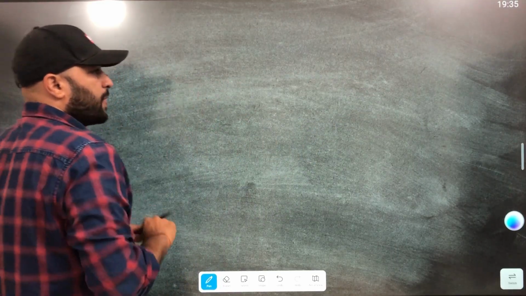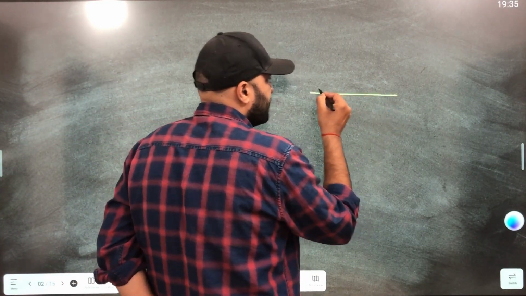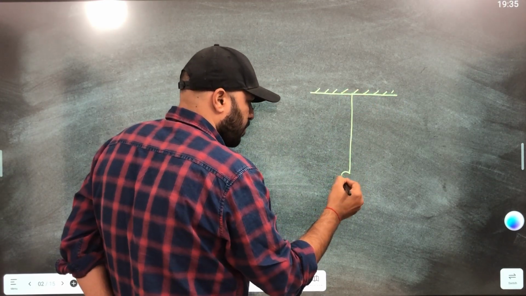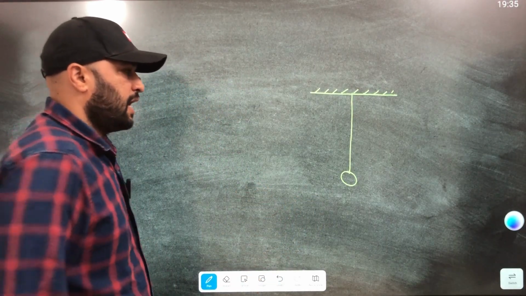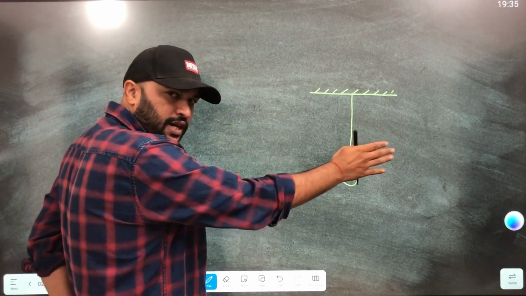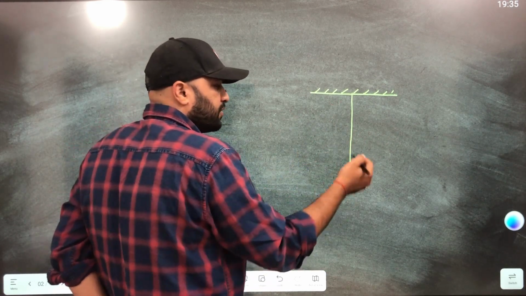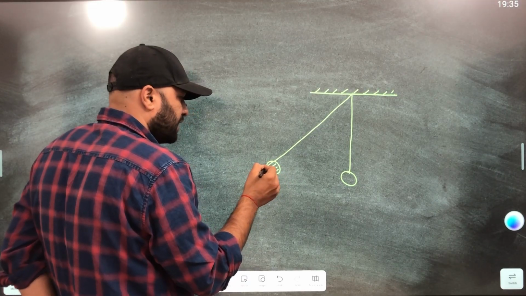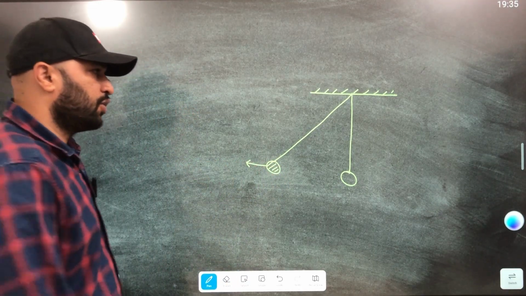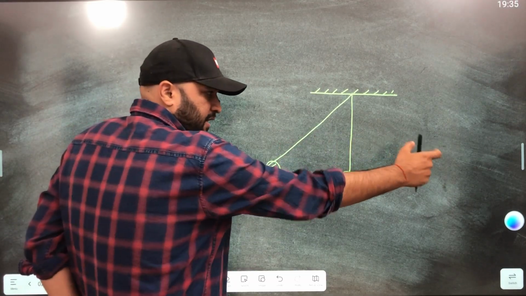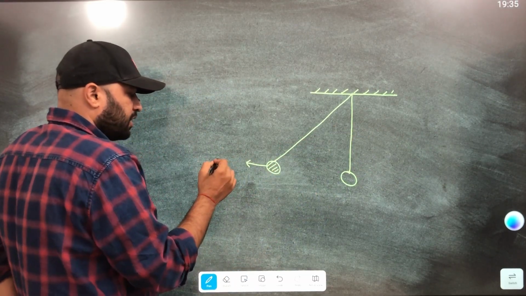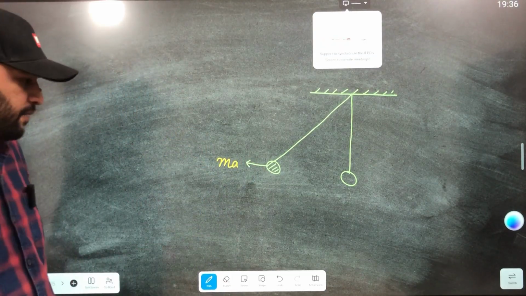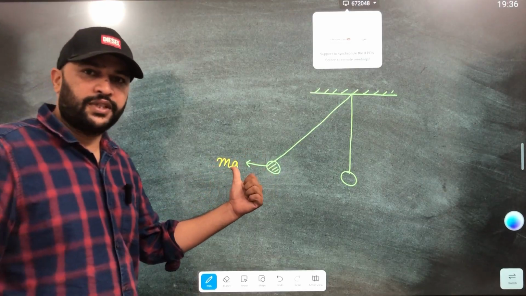Let me draw it here. First of all, let's say this is the ceiling of the cabin of the truck, and here we have a bob attached. All of a sudden the truck moves on the right-hand side with an acceleration a, and because of that a pseudo force will act in the opposite direction and the bob will tilt in this direction. So if the truck is moving to the right with acceleration a, in the opposite direction the pseudo force will be mass times a, mass times acceleration.